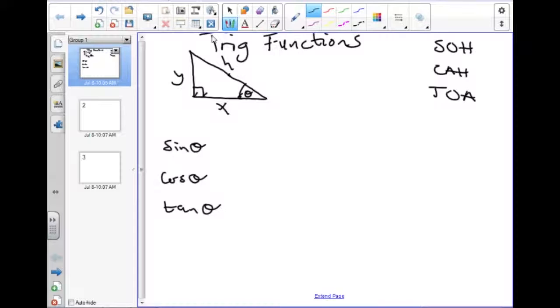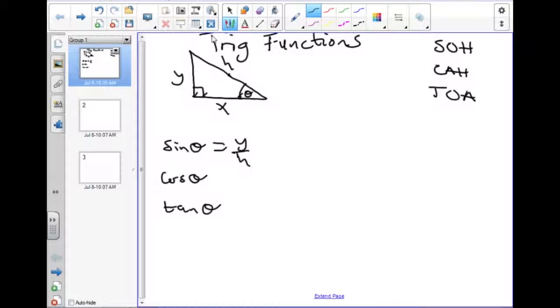So to find sine theta, we know that sine is SOH, so the last two letters are OH. So all we need to do is find the opposite of the angle theta and then divide it by the h, which is the hypotenuse. So in our case here, our opposite is y, and our hypotenuse is h. So y divided by h will give us sine of theta, and we are done.